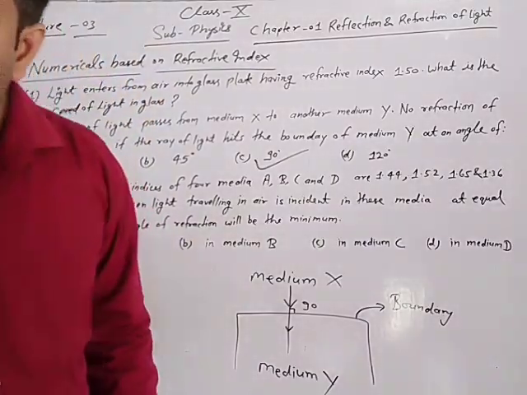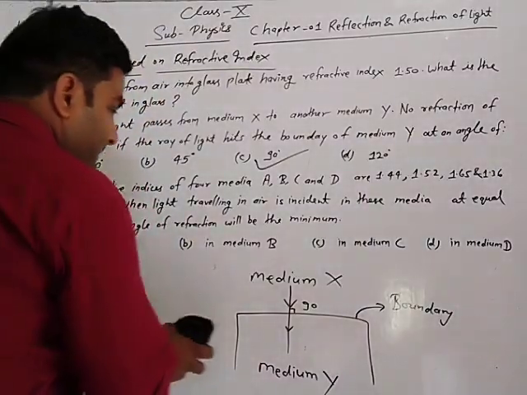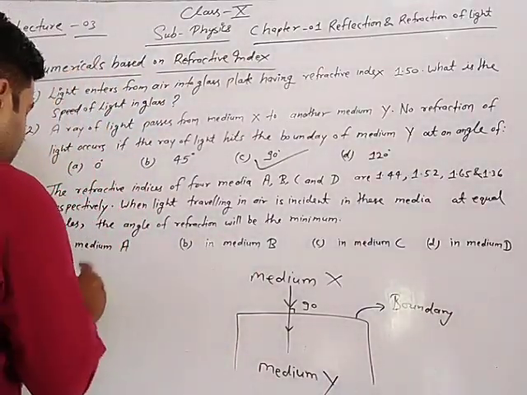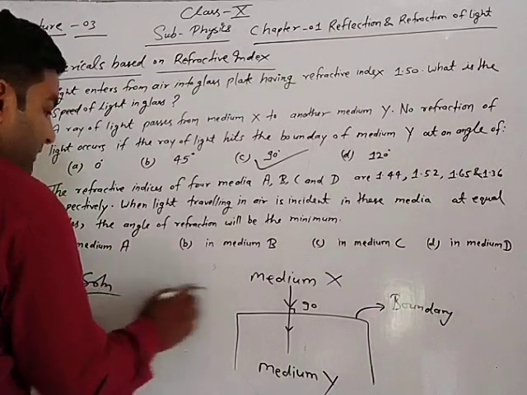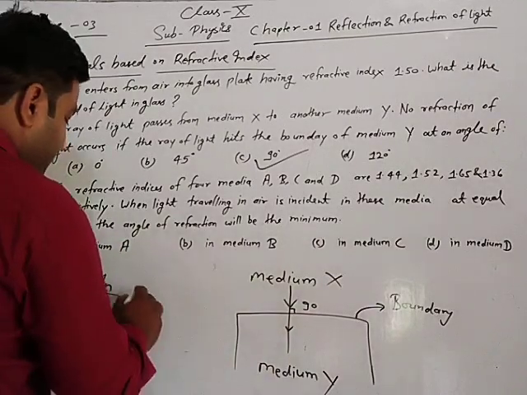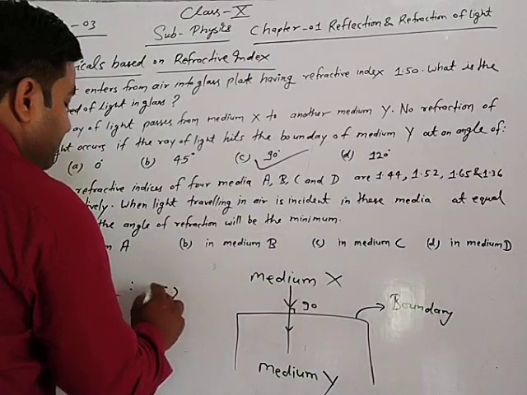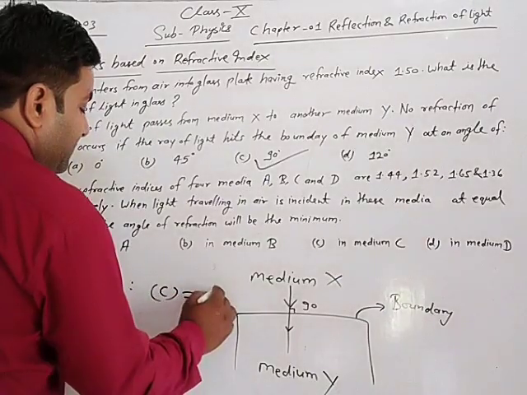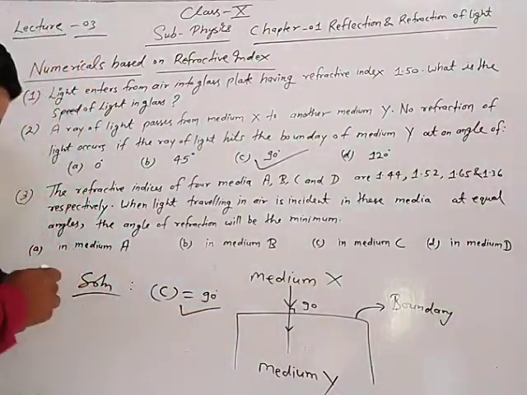Then after this, the last one. Here the answer will be what? The solution of this one is clear from the diagram: option C, that is 90 degrees. This is the correct answer.